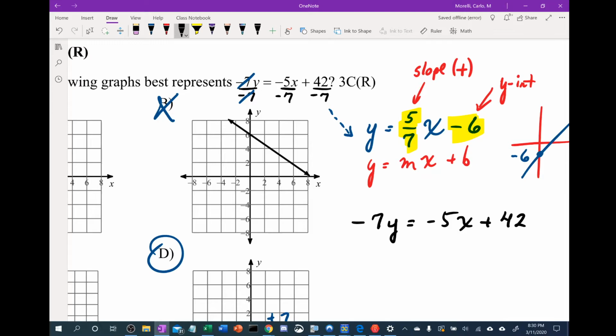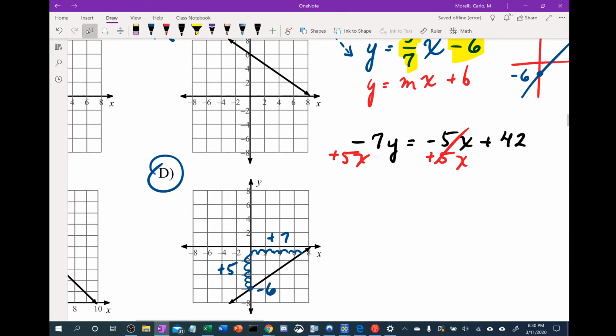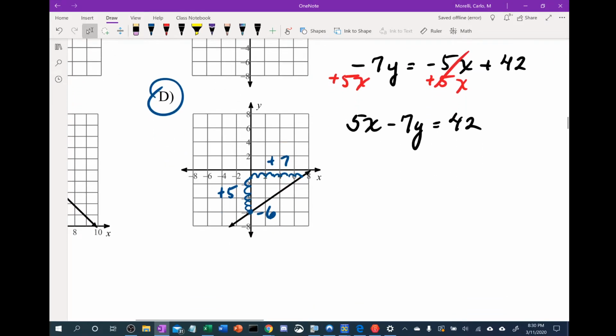And he said, we're only one step away from making this a standard form equation. Just move the 5x to the other side by adding 5x to both sides. Then you would have a standard form equation that looked like this: 5x minus 7y equals 42. And then he uses the tricks. So the tricks for standard form is that if you know what A, B, and C are, we know A is 5, B is -7, and C is 42, then you can tell a lot about this.